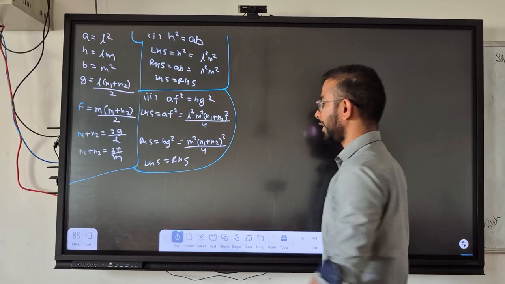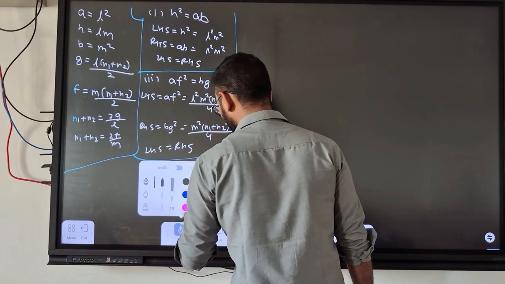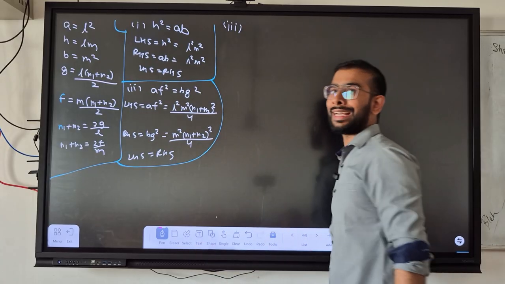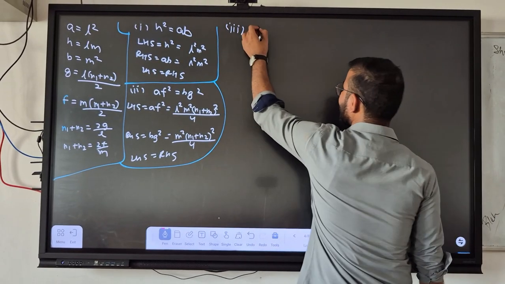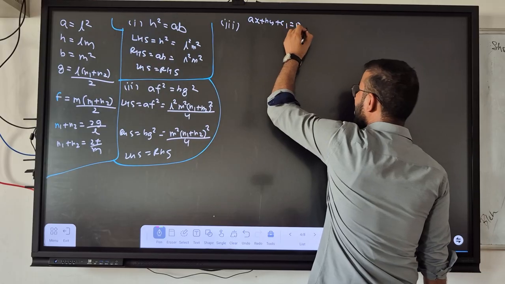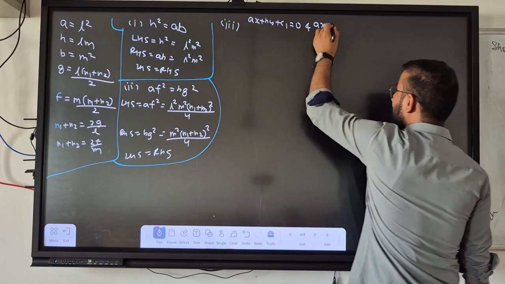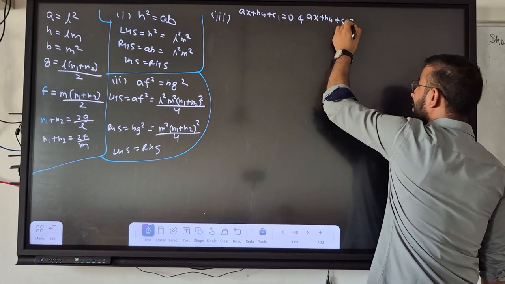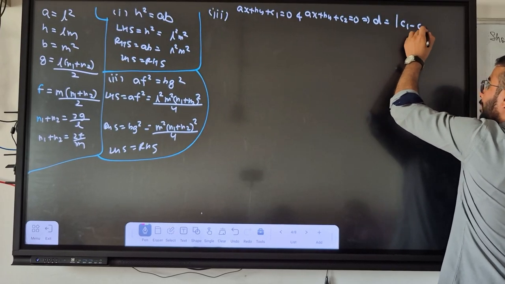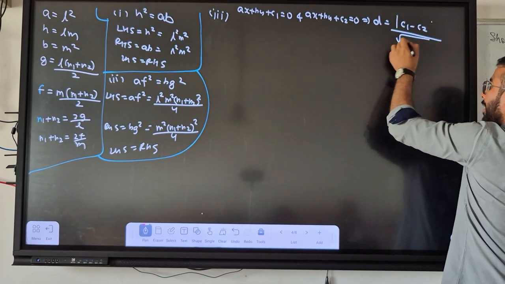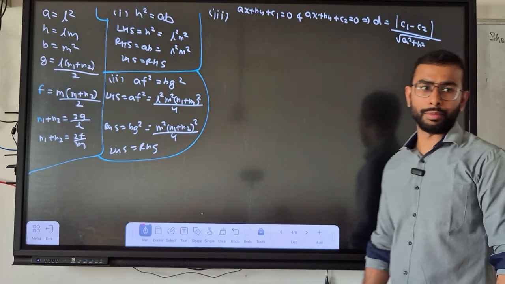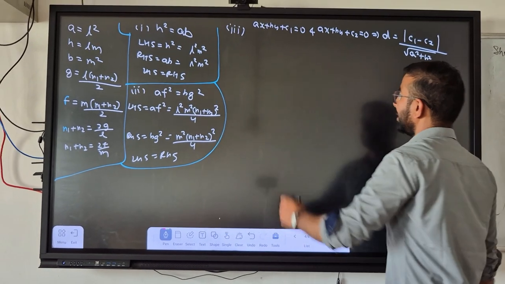And the third part is where it will require a lot of effort for us to understand. So let's see the third part. Here they are talking about the distance between two lines. See, if the two lines are ax plus by plus c1 equal to 0 and ax plus by plus c2 equal to 0, these are two parallel lines. So the distance between them is given as mod of c1 minus c2, whole divided by root of a square plus b square. This is the formula which we'll be using.